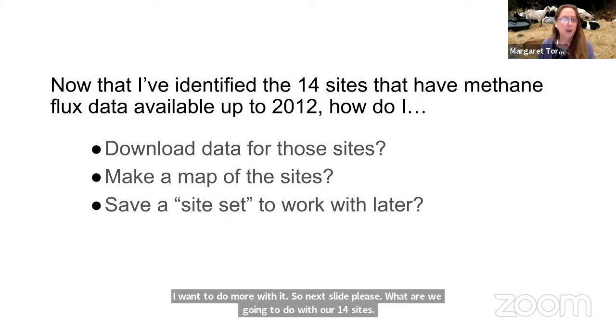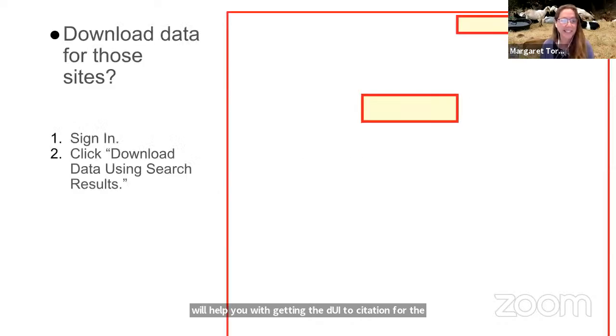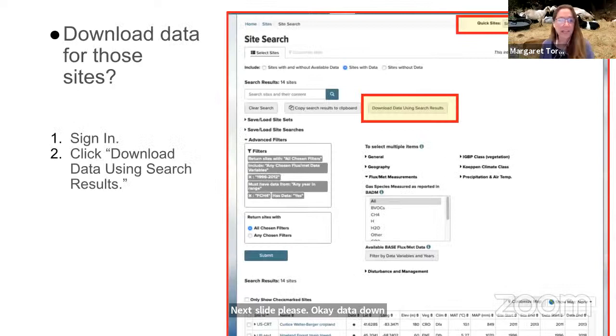I want to know, how do I download data for those sites? Can I make a map of those sites? And if there's time, today I'll tell you how to save a site set, and that will help you with getting the DOI to cite for the data policy. Next slide, please. Okay, data download, it's pretty easy. First, sign in. Then you can do more when you sign in. Second, you just click on the button that says download data using search results. Next slide.